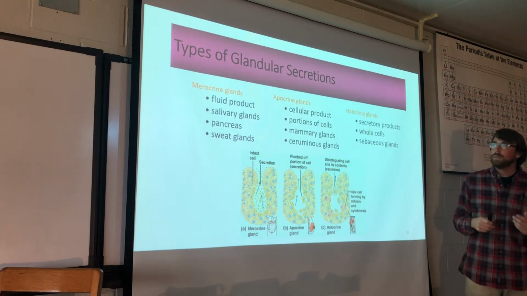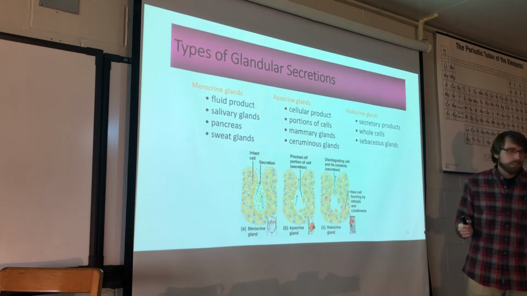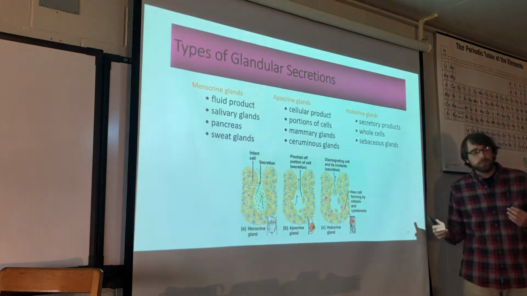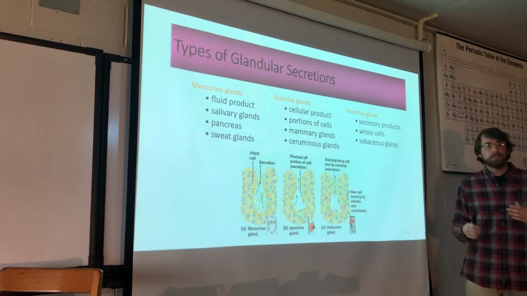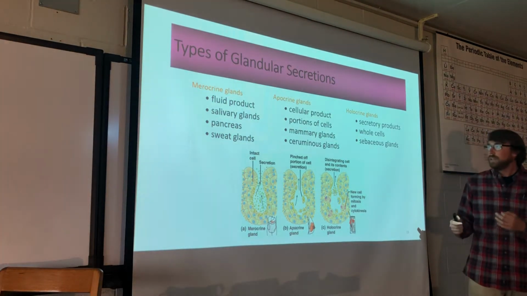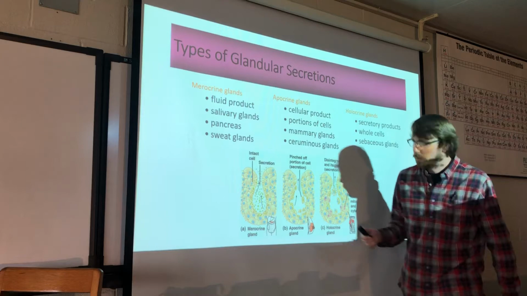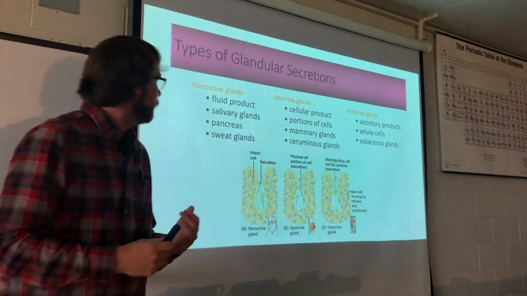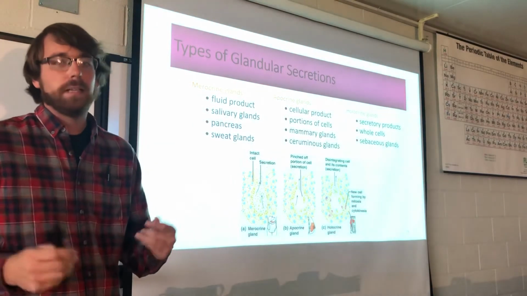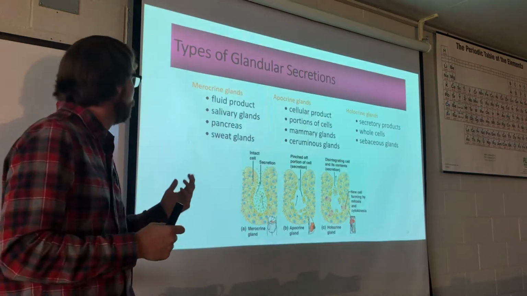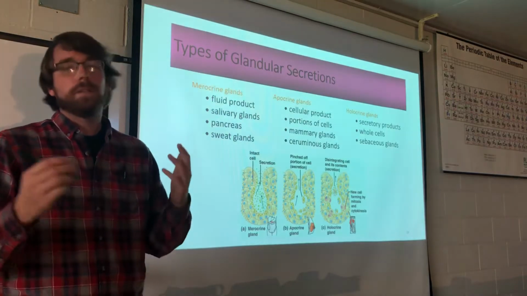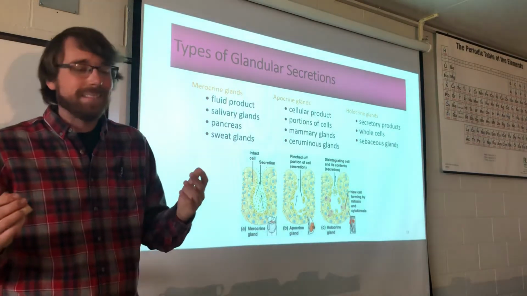So the last way that we are going to classify glandular epithelial is by the type of secretion that is produced, be that a fluid secretion, be that a cellular product, or be that a whole cell. So we're going to start with merocrine glands. They are going to secrete a fluid product. So your salivary glands or your sweat glands are merocrine glands. They are secreting mostly water with a few other ions, maybe some enzymes in there.